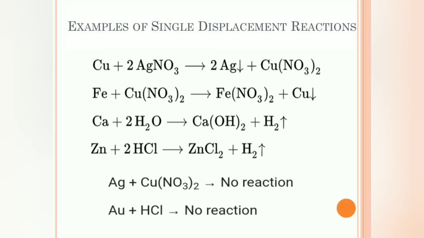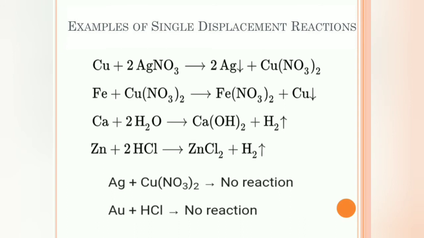Then same is the case with the second example, as iron is placed above copper in activity series of metal. So iron is more active than copper, so it can displace copper from copper nitrate to form iron nitrate and copper. Now check the last two examples.